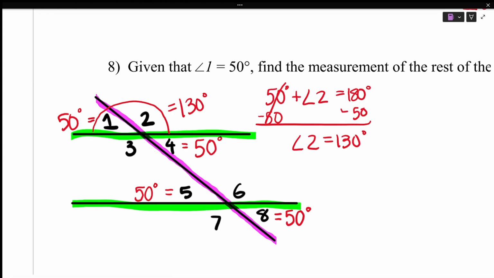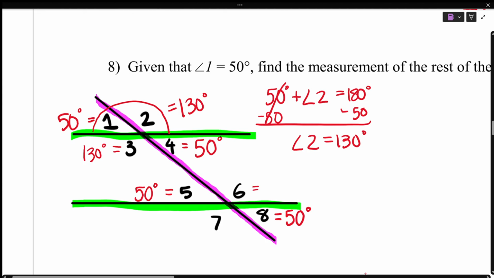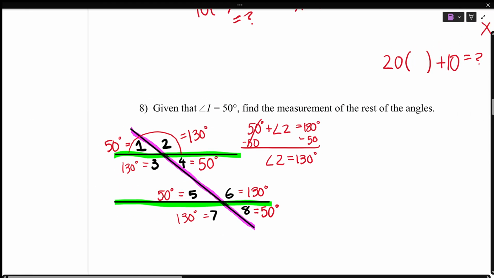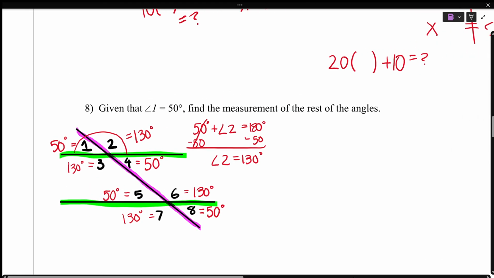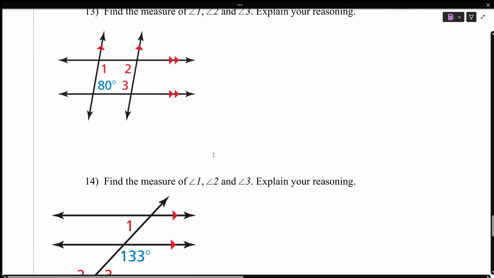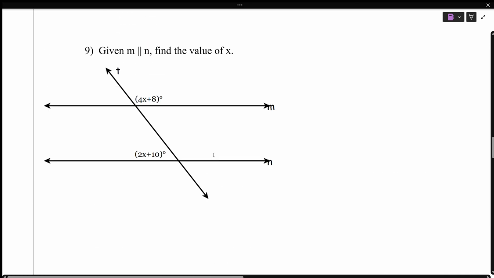Then again, 2 and 3 are vertical angles, so 3 is 130. 3 and 6 are alternate interior angles, so 130. 6 and 7, vertical angles, 130. That's it. Okay, all right, let's try the next one.